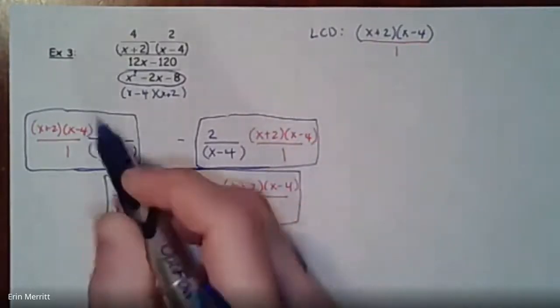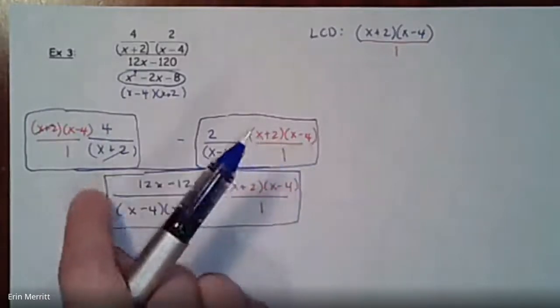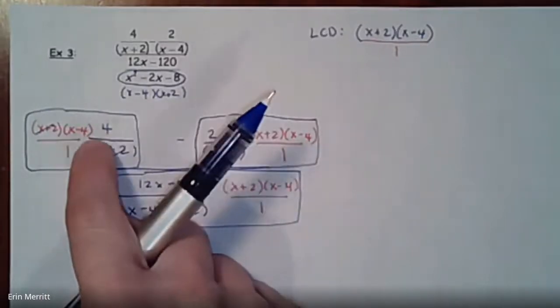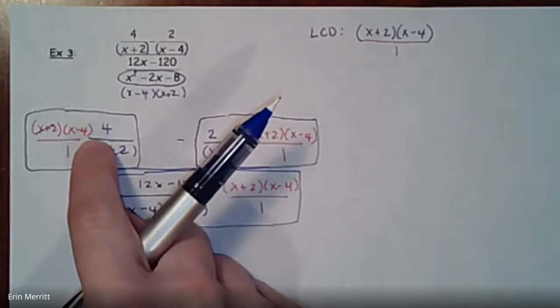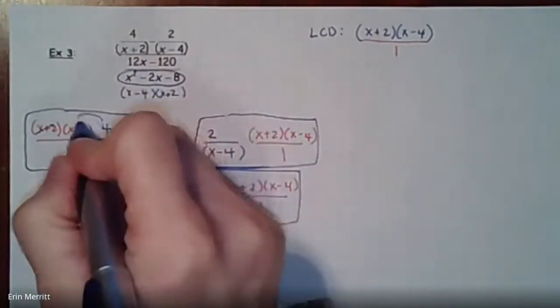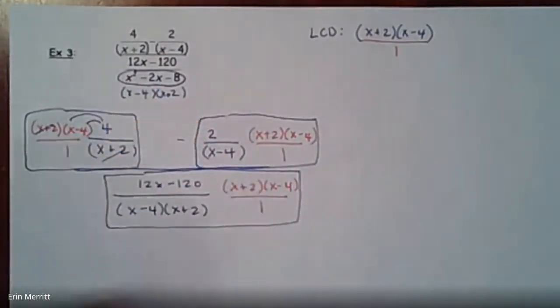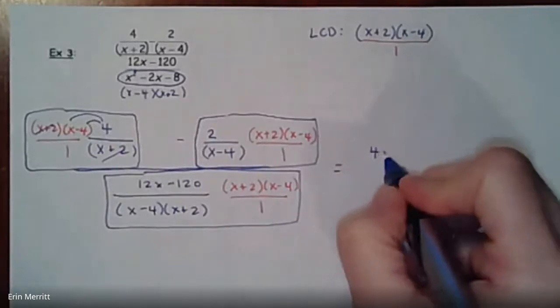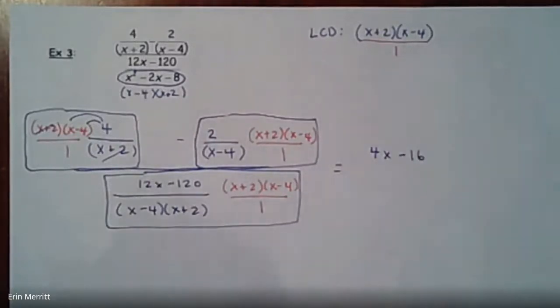All right, top left, x plus 2's go. We are left with 4 times x minus 4. Now you can leave it like that, or it might be easy to just multiply as you bring it on over. So that makes it 4x and then minus 16.